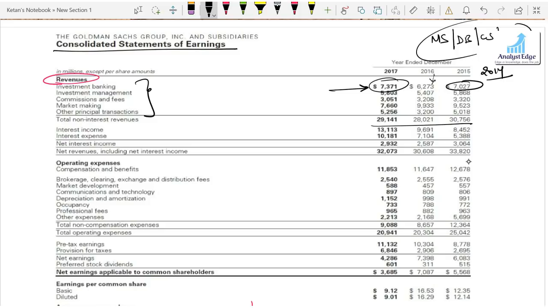That's how we can understand, if Morgan is making more money than Goldman Sachs, what is wrong that Goldman Sachs is doing, or what is the best strategy that Morgan Stanley is following, which is why they are making more money than Goldman Sachs. So that's how we can do the comparison, bank to bank, where in the same industry you take 2 banks. Now here what I'm interested in is the market making.